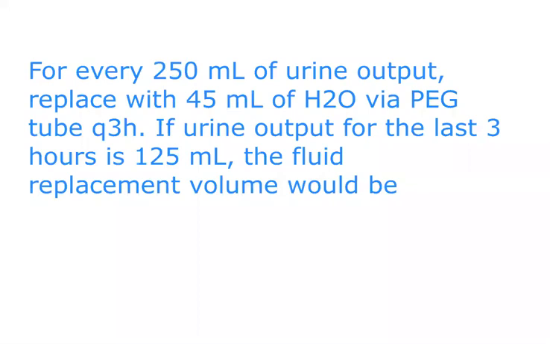I said for every 250 milliliters of urine output, we're going to replace with 45 milliliters of water via the PEG tubing. If urine output for the last 3 hours is 125 milliliters, what would you replace the volume? Now, you may be looking at that and saying, well, they didn't void 250 milliliters, so maybe I wouldn't give them anything. But that would not be the correct way to tackle this problem. It just means you're going to give them less than 45 milliliters in the replacement volume.